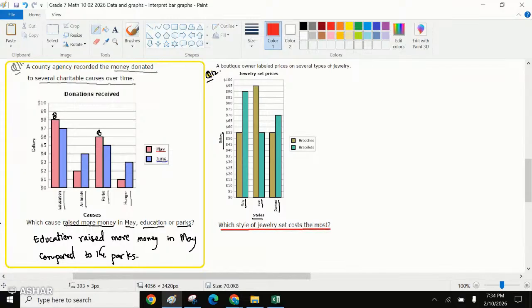Okay, they are not limiting us on whether it could be a brooch or it could be a bracelet. We have no restrictions, right? Because it says which. Yes, perfect. So which jewelry sets cost the most?